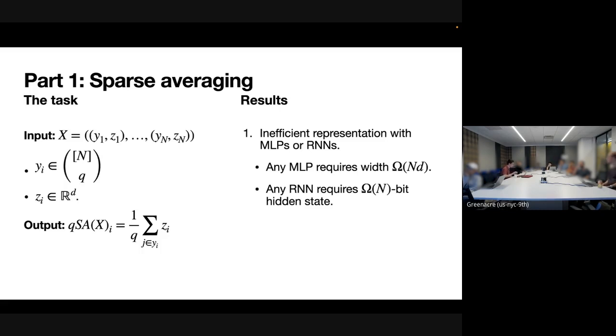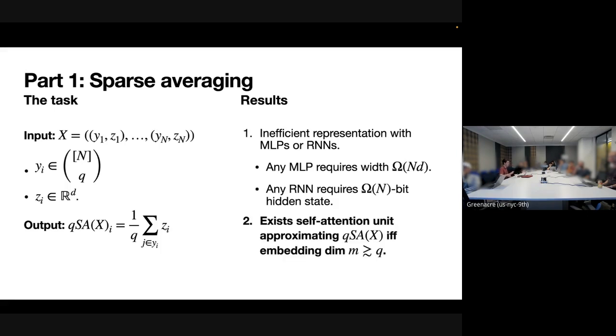Yes? Is that the z_j or z_i? Where? For the function, the output on the right-hand side, how is j used in the function? Oh, sorry, yes, this is a typo. That should be a z_j. My bad. So this is the i-th element of the sequence, and it will be an average of q different elements, averaging z_j for each one. Thanks for that.